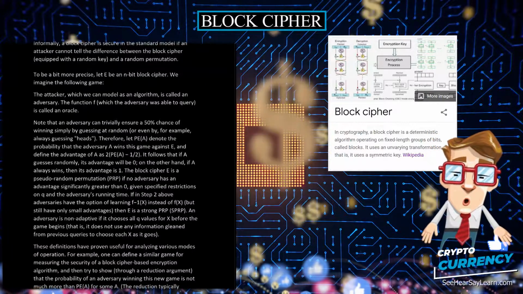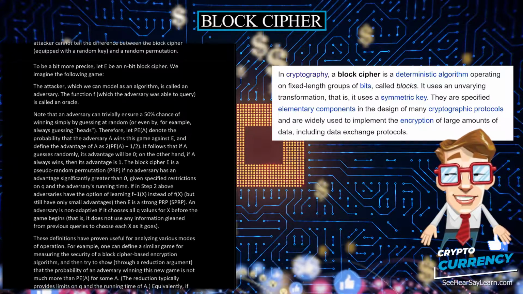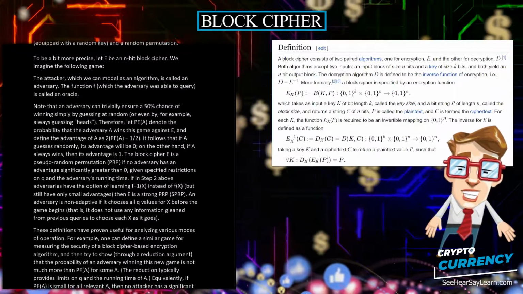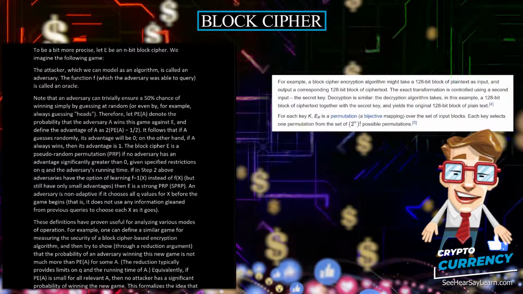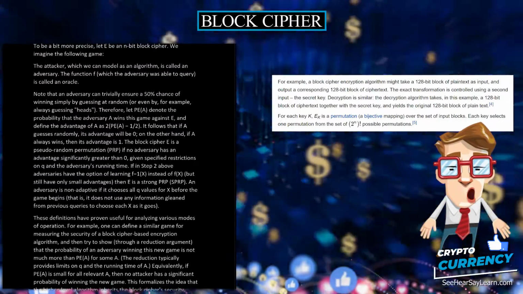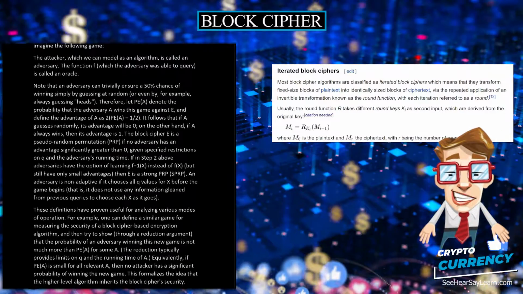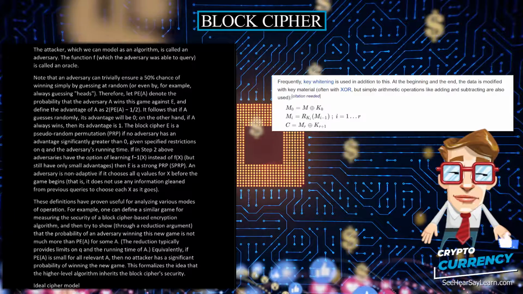If in step 2 above adversaries have the option of learning f^-1(x) instead of f(x), but still have only small advantages, then E is a strong PRP, SPRP. An adversary is non-adaptive if it chooses all Q values for x before the game begins. That is, it does not use any information gleaned from previous queries to choose each x as it goes.